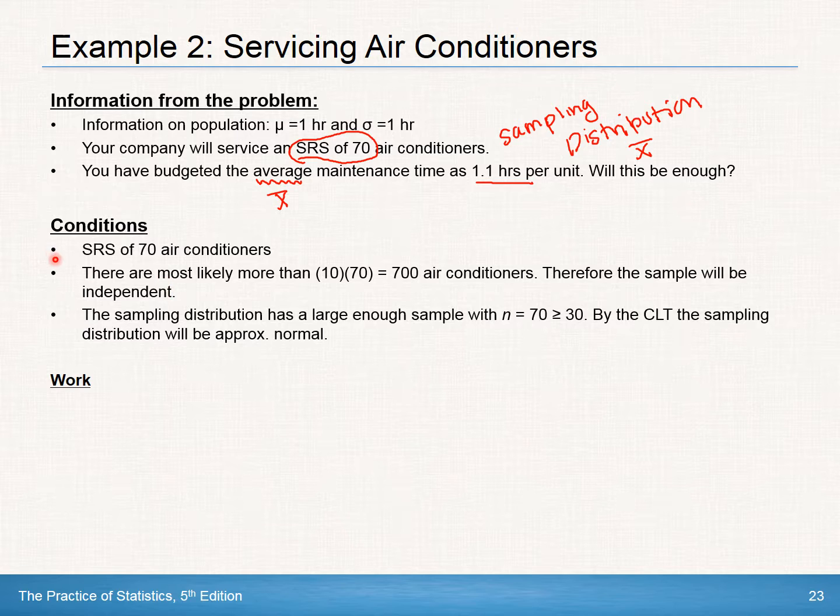Okay, so you said to yourself, okay, now that I know that I'm talking about sampling means, I got to do my 3 conditions. Hopefully you're getting used to these by now. Simple random sample, in context, 70 air conditioners. There's most likely more than 10 times 70 or 700 air conditioners. Therefore, the sample is independent.